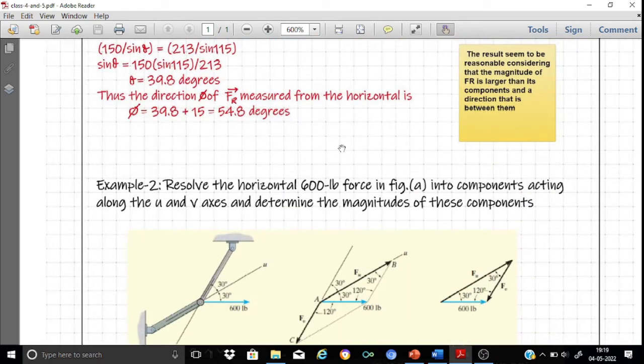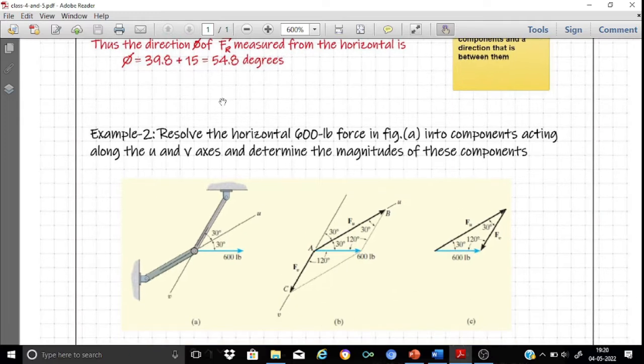Now let me take you to example number 2. Example number 2 is exactly the reverse of example number 1. So let me first read the problem. Resolve the horizontal 600 lb force in figure A into components acting along the U and V axis and determine the magnitudes of these forces.